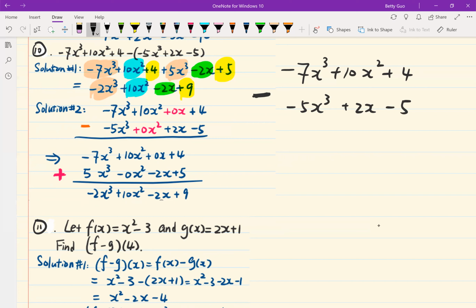And we are going to convert that to addition. So right now it is a subtraction. I'm going to convert that to an addition. Copy the first polynomial. Copy the polynomial above on the top.